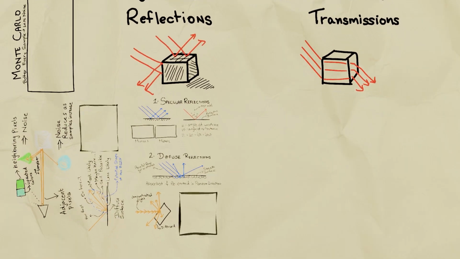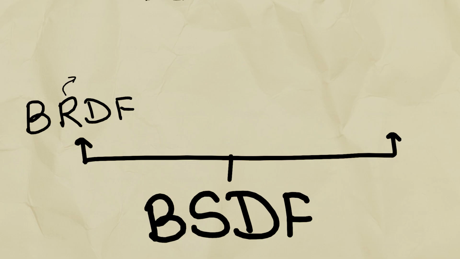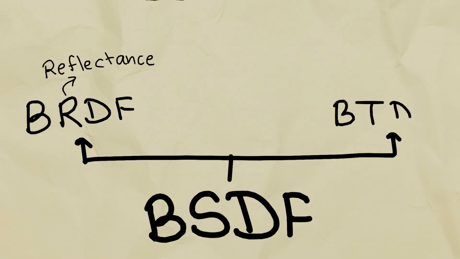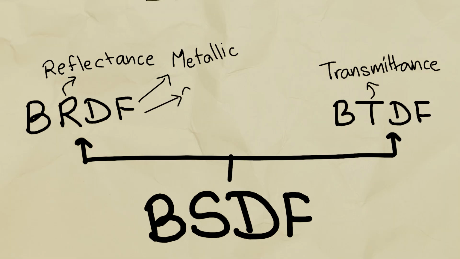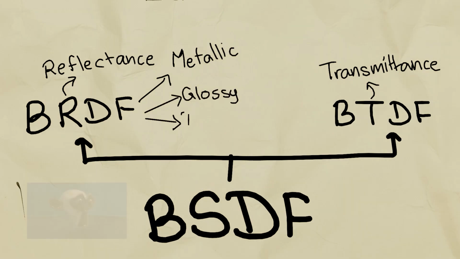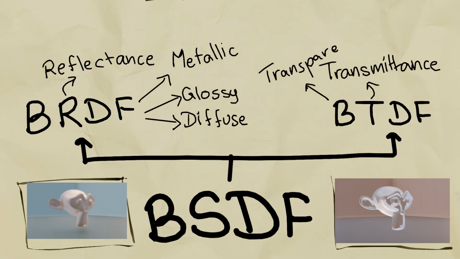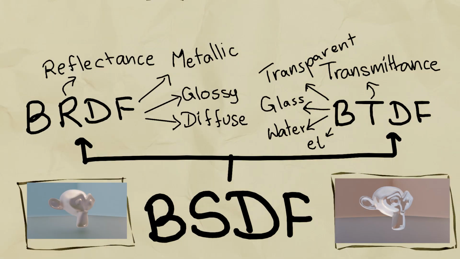To go a layer deeper, BSDFs are actually made of two subfunctions. The BRDF, which is the Bidirectional Reflectance Distribution Function, which is used for reflections, and the BTDF, which is the Bidirectional Transmittance Distribution Function, which is used for transmission. The BRDF calculates how light reflects off of surfaces, whether it's metallic, glossy, or diffuse. The BTDF calculates how light passes through transparent materials like glass or water.